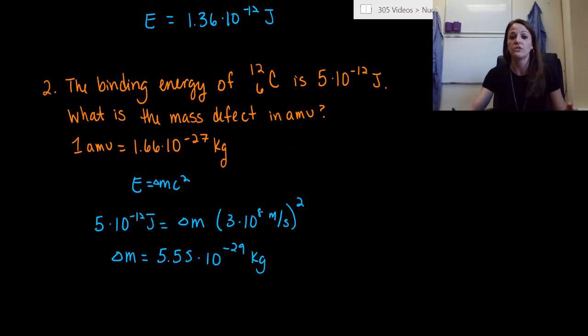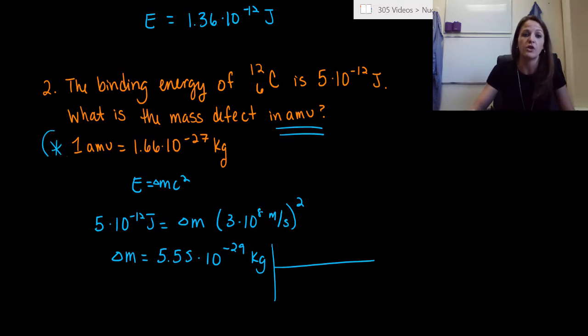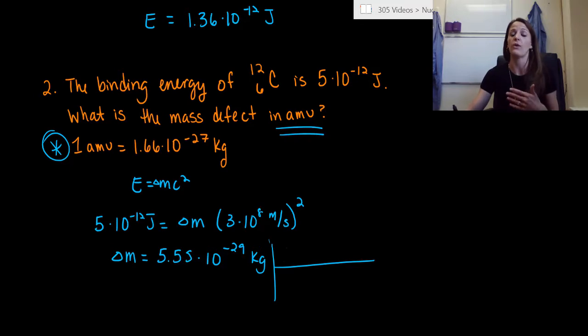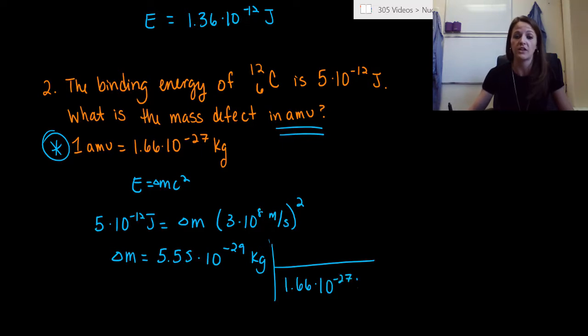Now, the question asks for the answer in AMU, not in kilograms, so we have one more step here. But we're given the conversion right here. We know 1 AMU is equal to a certain number of kilograms. This always will be provided for you. I do not expect you to memorize that conversion. So now we know that we have 1.66 times 10 to the negative 27 kilograms for every 1 AMU.